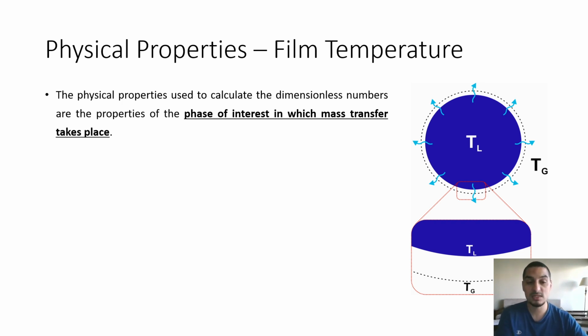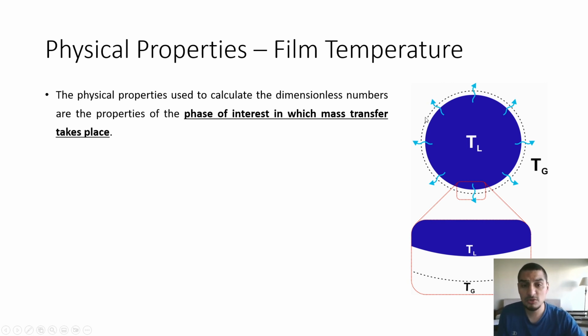So for example, if this is a water drop that is evaporating and the water is diffusing or transferring from the liquid phase to the gas phase, so it's just normal evaporation. In this case, you have a liquid phase and a gas phase, and because it's a pure water drop, there is no mass transfer in the liquid phase, because the concentration of water is the same everywhere in the water drop. So mass transfer is only taking place in the gas phase.